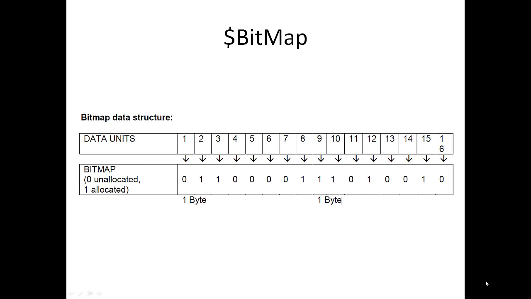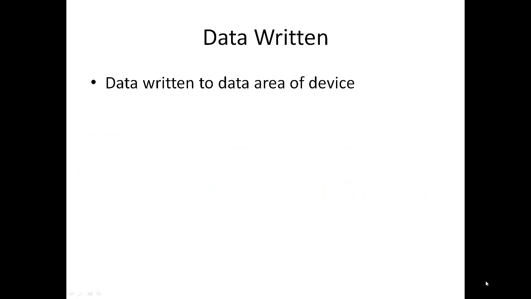So here's a graphical picture of part of a bitmap. So you have the data units, 1 through 16. And then the bitmap itself, each allocated data unit has a 1, each unallocated data unit has a 0. And then the last thing that happens is data is written to the data area of the device.